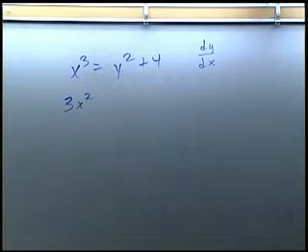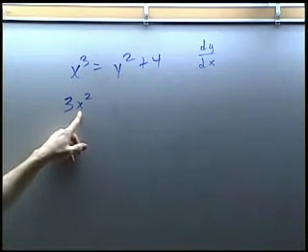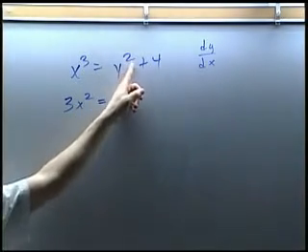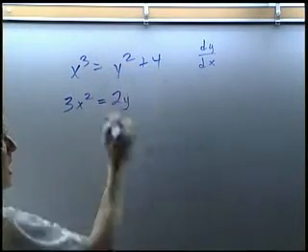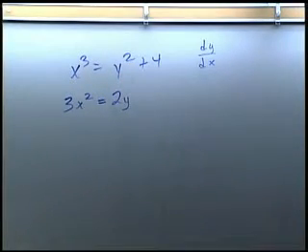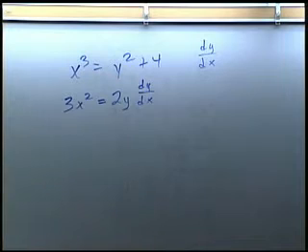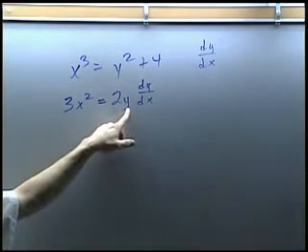3x squared, right? Nothing fancy, nothing changes here because there's just an x on this side. So just a normal derivative. Over here, what's the derivative of y squared? The derivative of y squared is 2y, but then what do I need to multiply by because of the chain rule? Well, I would have to multiply by dy/dx. I would have to multiply by whatever the derivative of this function y is.